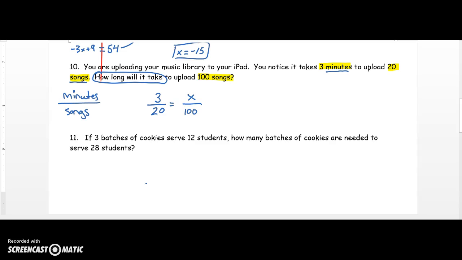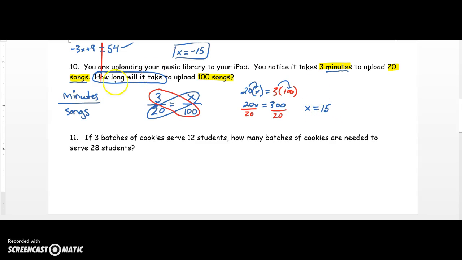Now that we've set it up, we want to go ahead and solve. Cross multiply. You have 20 times x equals 3 times 100. Distribute. 20 times x is 20x equals 3 times 100 is 300. To solve for x, go ahead and divide by 20. So you get x equals 15.